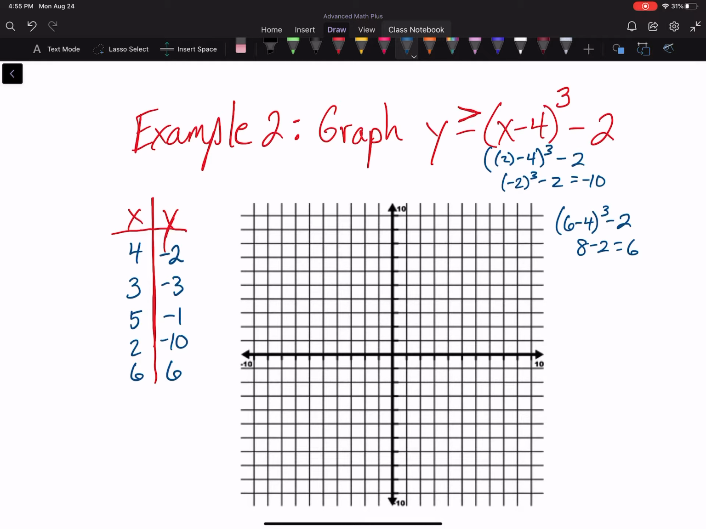So we're going to have 4, over 1, 2, 3, 4, down 2, 1, 2. There's our first point. Let me do this in red so it shows up a little better. There we go. There's our first point. (3, -3) is our next point. (5, -1). (2, -10). 1, 2, 3, 4, 5, 6, 7, 8, 9, 10. All right, so all the way down here at the bottom. And then (6, 6). 2, 3, 4, 5, 6.